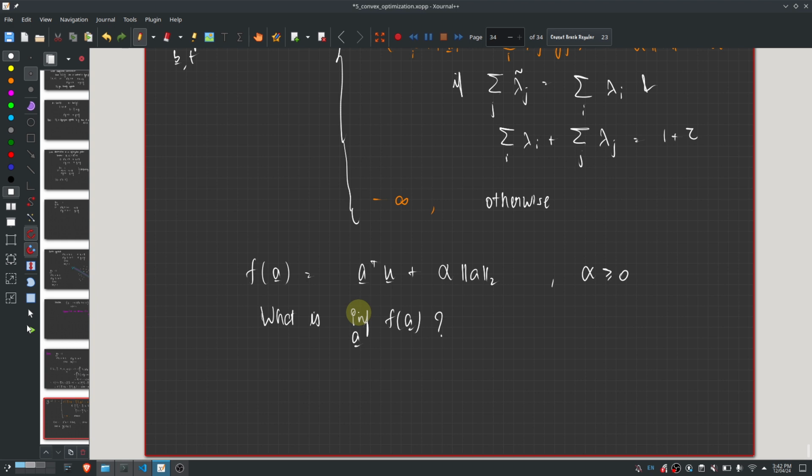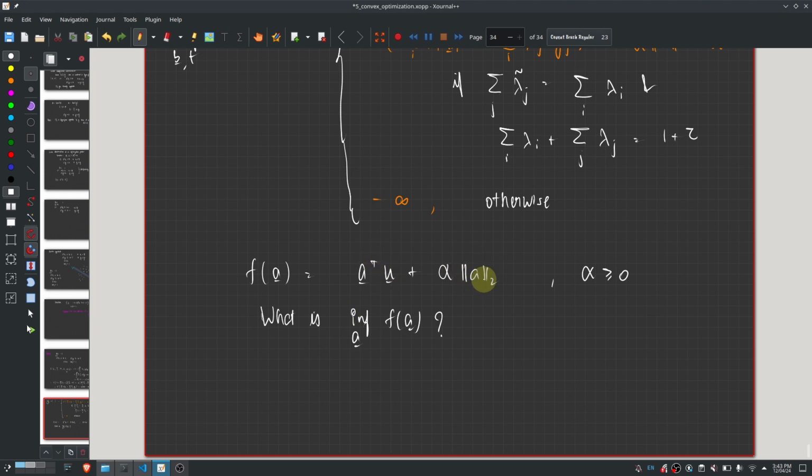So what is the minimum of this? Remember that U is fixed, alpha is fixed. Let's consider one scenario. Let me take A because I want to minimize over all possible A. Let me see if it is possible for f of A to go to negative infinity. Under any circumstance, is it true that f of A is always finite, or can f of A go to minus infinity or not?